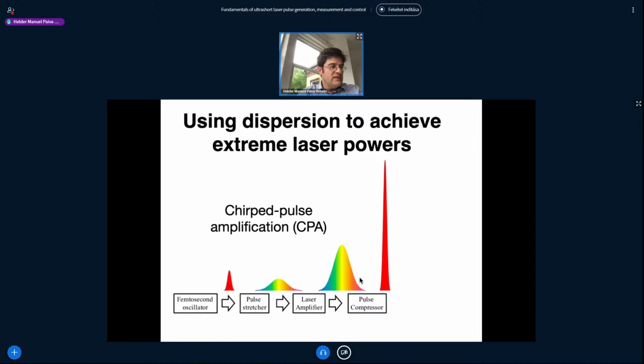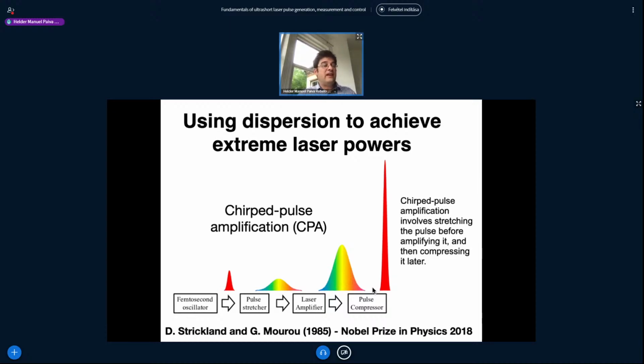So you see here, it's amplified now. We have more energy, but the duration is still long. And then you use negative dispersion to make the pulse short again. Okay, and this is called chirped pulse amplification. You are amplifying a pulse which has been first chirped, okay? And with this, you can achieve petawatt peak powers. And this is such an important technique that it was awarded the Nobel Prize in Physics almost 3 years ago, in 2018, to professors Donna Strickland and Gérard Mourou, okay?